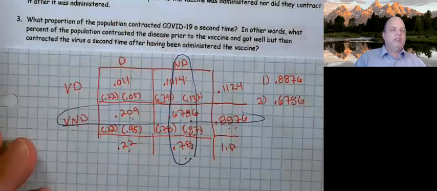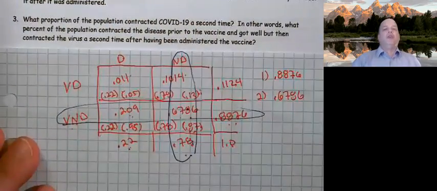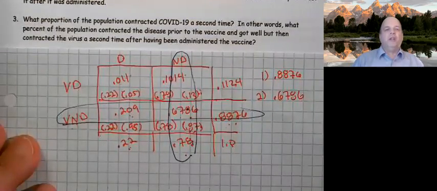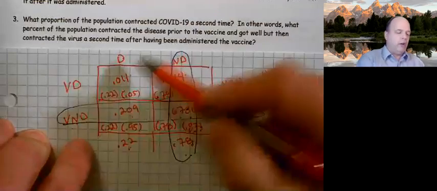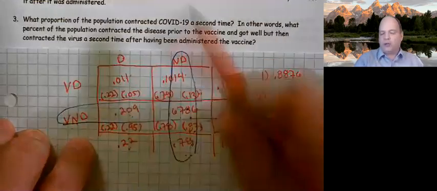Number three, what proportion of the population contracted COVID-19 a second time? In other words, what percent contracted disease prior? So this is the prior column, so they already contracted it here.